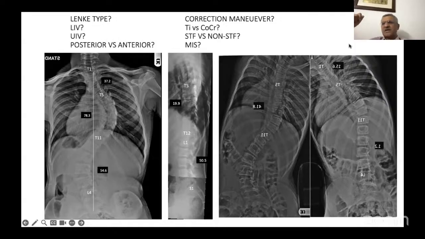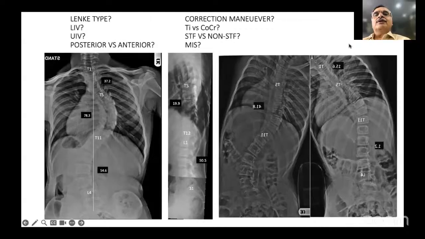If you've got a curve which is 90 degrees, very rigid, don't try to use too much of a cobalt chrome rod, because when you're trying to correct, you may pull out significantly more. I used to use cobalt chrome initially, but now in a severe curve, I would prefer to use a titanium rod.